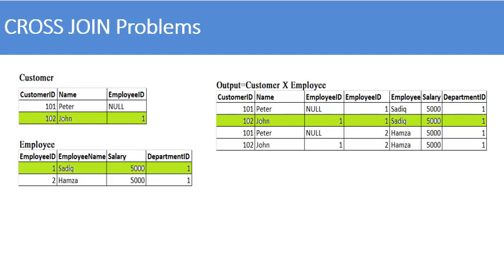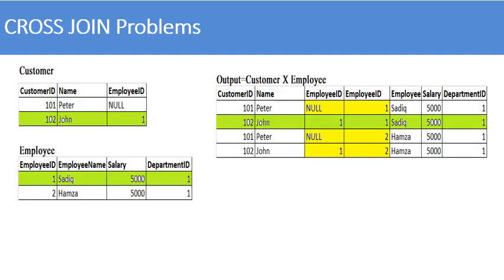Let us look at the first row in the output. It says employee Sadiq is assigned to customer Peter. This is wrong. Customer Peter is not assigned any employee ID in the customer table. Similarly, rows 3 and 4 are also wrong. Only the second row in the output is correct. It says employee Sadiq is assigned to customer John, and that is correct. We can confirm it from the customer table.